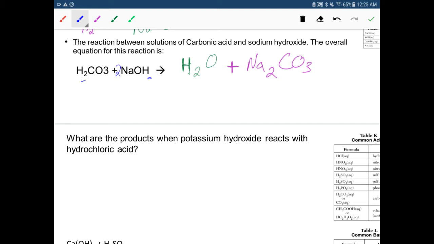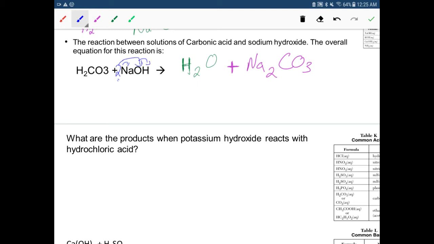oh sorry, excuse me, I messed up here. Okay, this is a common mistake that students also make, so learn from my mistakes. Okay, so you see what I did? I didn't distribute this 2 after balancing. I didn't distribute the 2 to both the Na and the OH, or the O and the H.